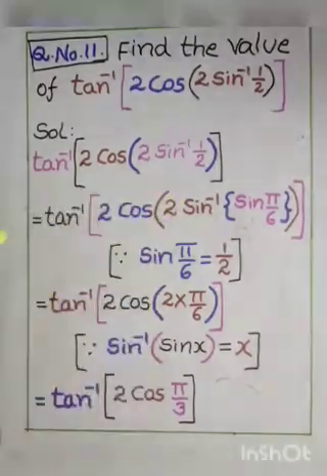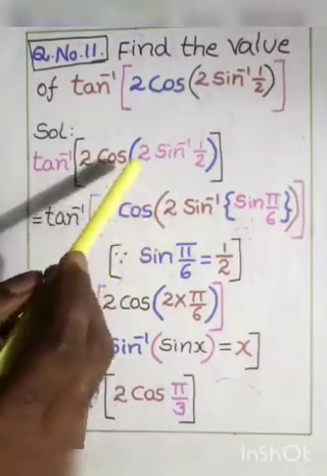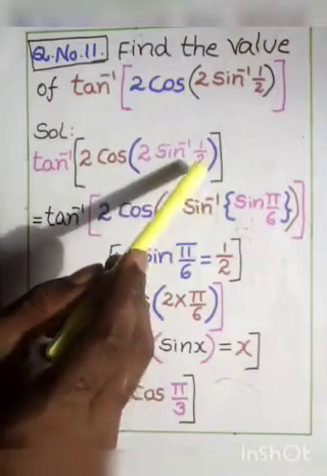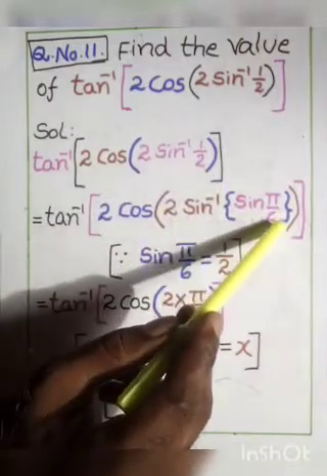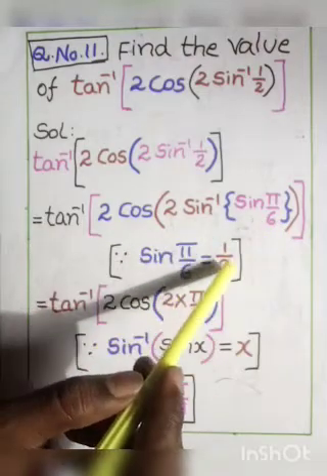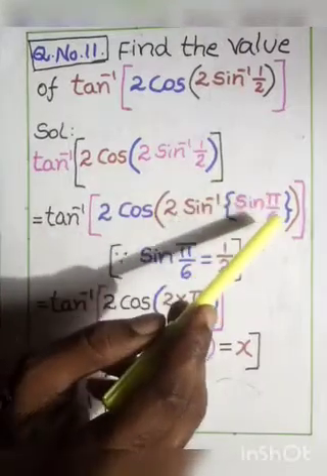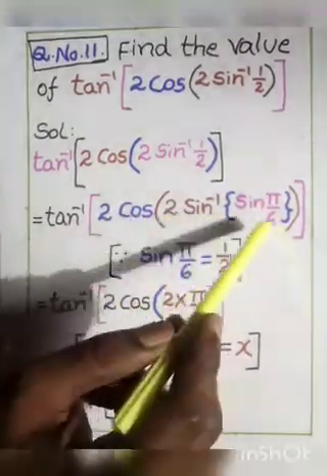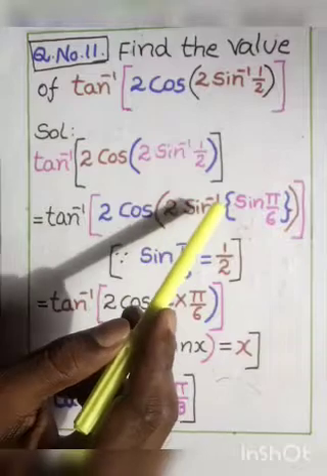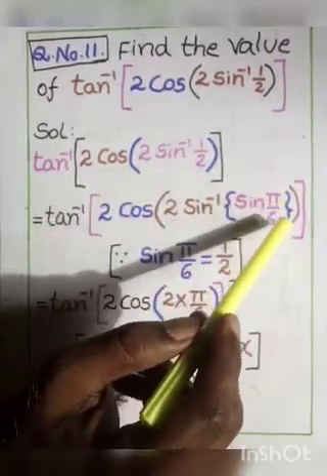Okay, my dear children, that is equal to tan inverse of 2 cos of 2 sin inverse. Here 1 by 2 is written as sin pi by 6. Why? Since sin pi by 6 value is 1 by 2. So in the place of 1 by 2, we are writing sin pi by 6. Understood this step, my dear children? We wrote all the remaining part as it is. Just instead of 1 by 2, we are writing sin pi by 6.